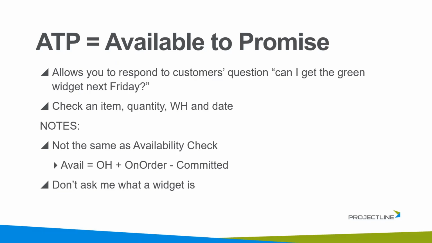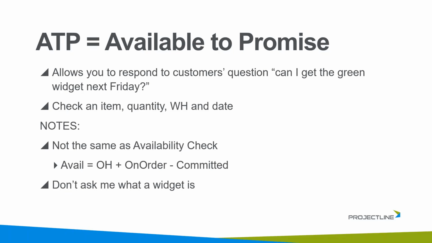Available to promise, you may or may not have seen it in your SAP functionality. It's not really in a menu item. There's ways to get at it, but available to promise really just answers a question: can I get this green widget next Friday? What it does is check item, quantity, warehouse, and date combinations.